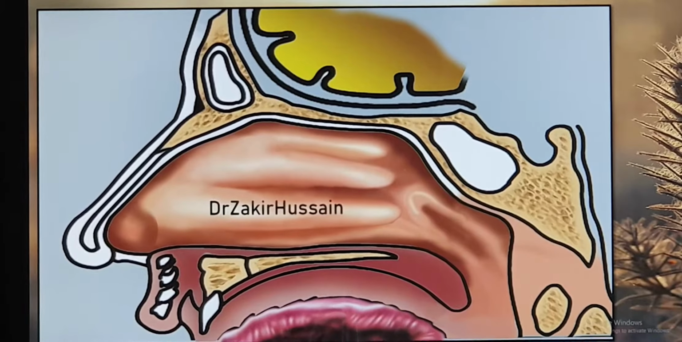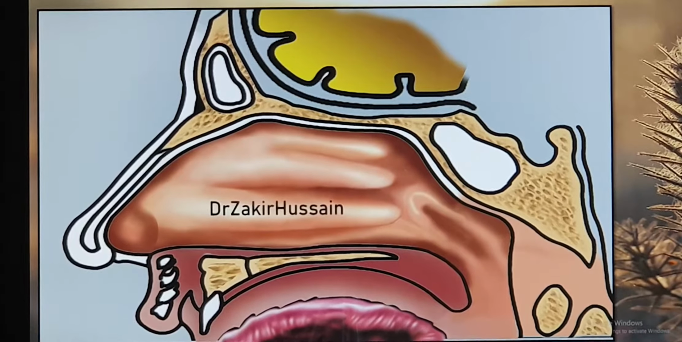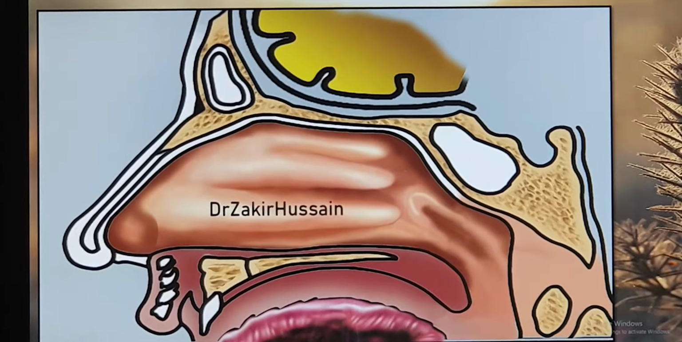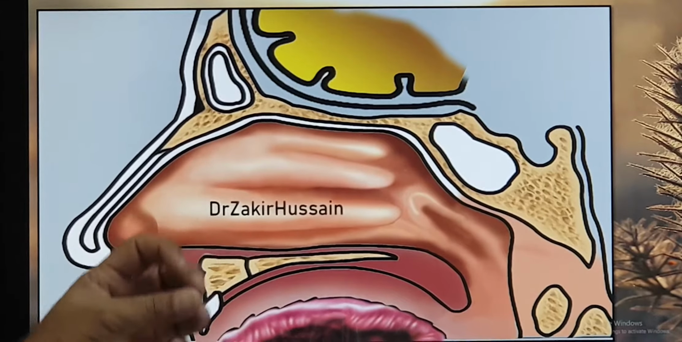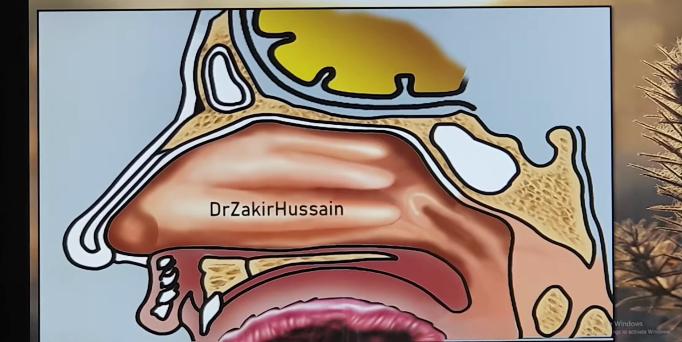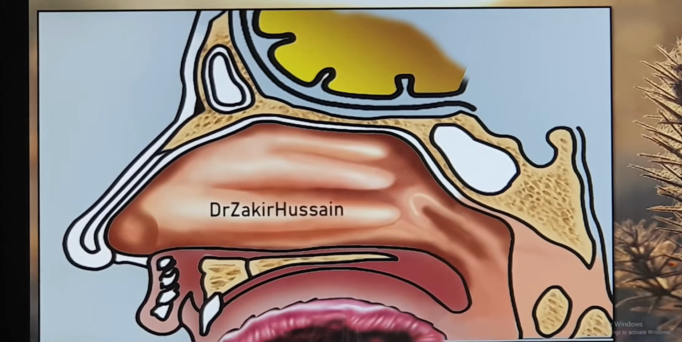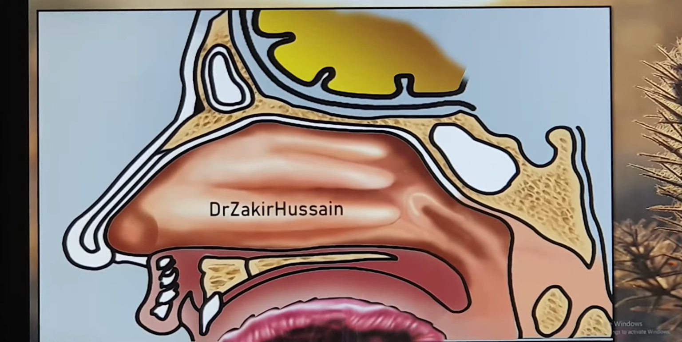These turbinates have a special property. They have erectile tissue, so they have the property to swell up and to decrease in size. And they have a very good blood supply too. All the functions of the nose are because of these turbinates, all the functions which I am going to mention.